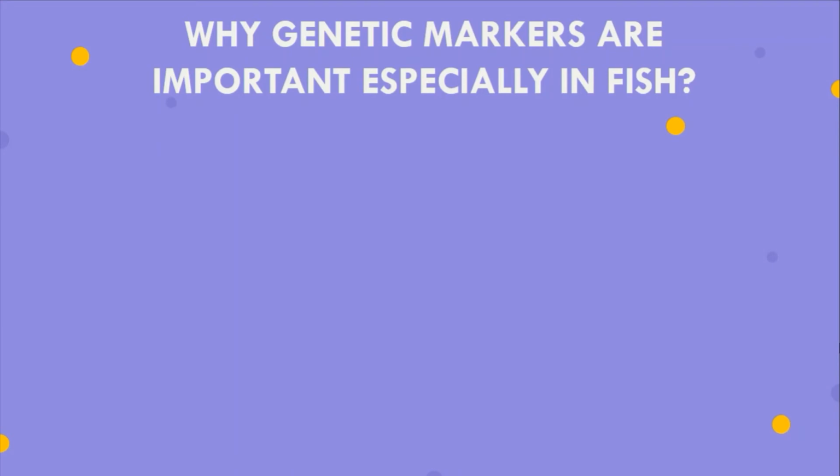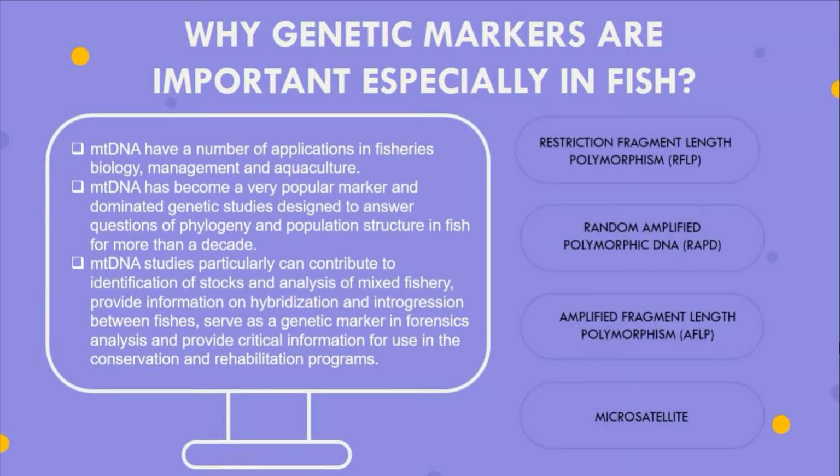So, why are genetic markers important, especially in fish? This is because mtDNA has a number of applications in fisheries biology, management, and aquaculture. In the past 15 years, mtDNA has attracted a lot of attention in many species, especially for population and evolutionary study. It has become a very popular marker and dominant genetic study designed to answer questions of phylogeny and population structure in fish for more than a decade.